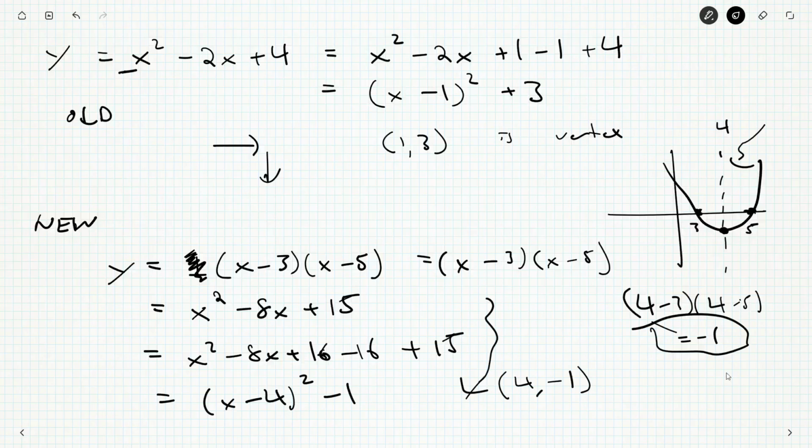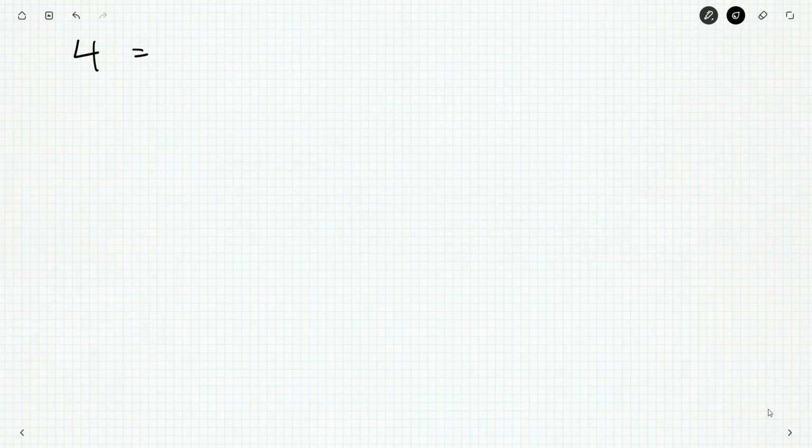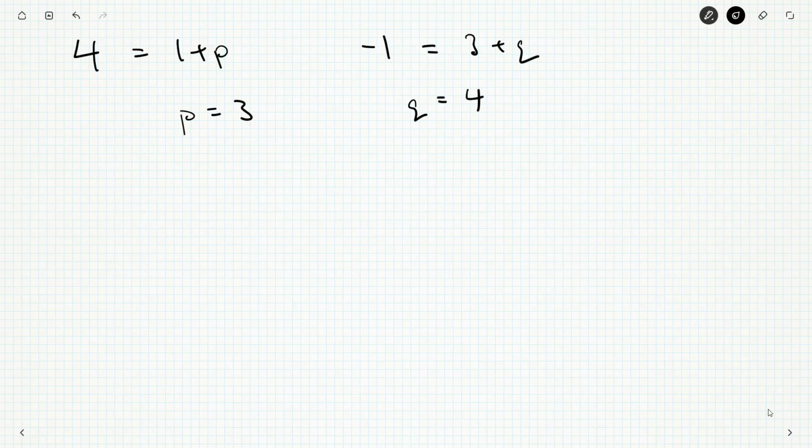Well, it's p to the right. So 4 is 1 plus p, and −1 is 3 plus q. So p is going to be 3, and q is going to be... Oh, sorry, this should be a minus, because they said q units down. So q should be 4. Right. I had it in my head, I didn't write it properly, but there we go.